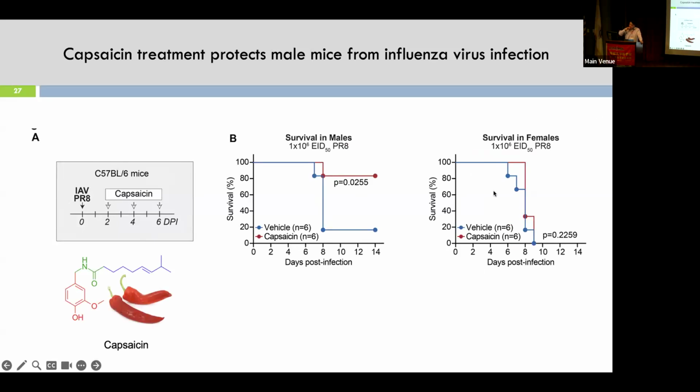So what if we try to activate the neurons? Pankaj actually gave the mice capsaicin, which is the chili pepper compound, prior to infection. And again, we see this sex difference, but this actually protects the mice, in males but not females, from the lethal outcome of infection. So it seems like TRPV1 neuron activation is good and ablation is bad in flu infection.